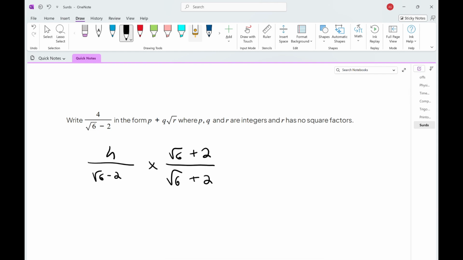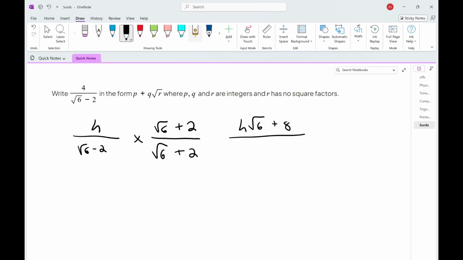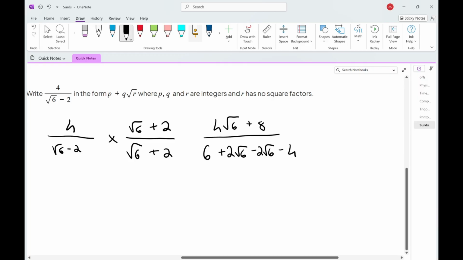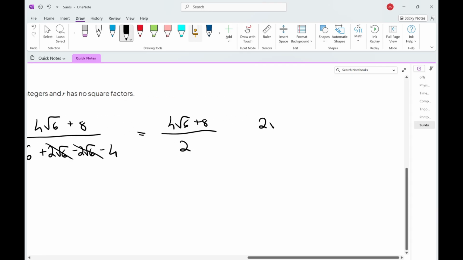And remember that the denominator must be the same as the numerator. They need to be exactly the same, so then it equals 1. We'll expand those out, so 4 root 6 plus 8 over, you can pause the video if you need time to expand them out, 6 plus 2 root 6 minus 2 root 6, and then finally minus 4. So for our final answer, we'll get 4 root 6 plus 8 over, these two will cancel out, we'll get a nice little 2 there, and then as our final answer, we'll get 2 root 6, because we're going to divide by 2, plus 4.